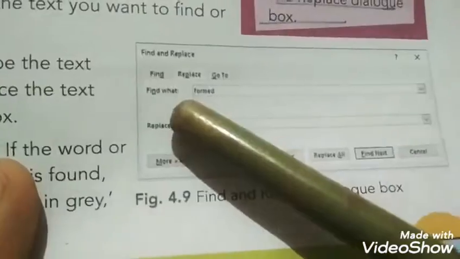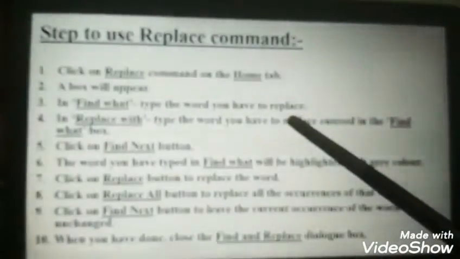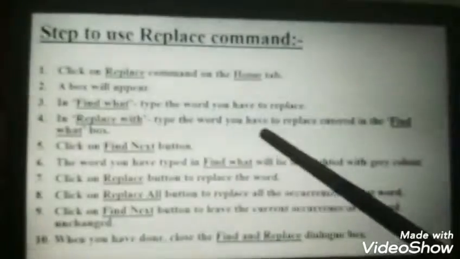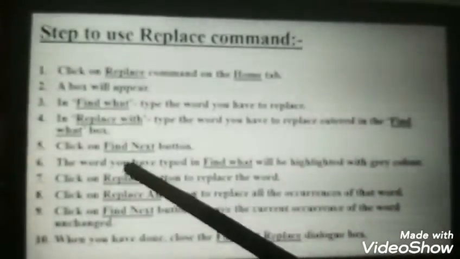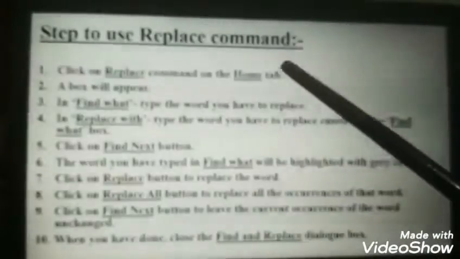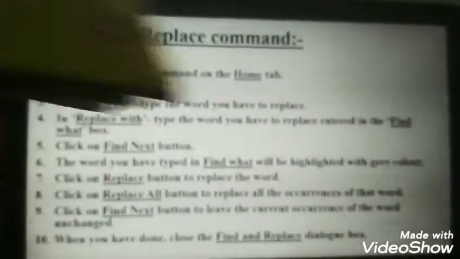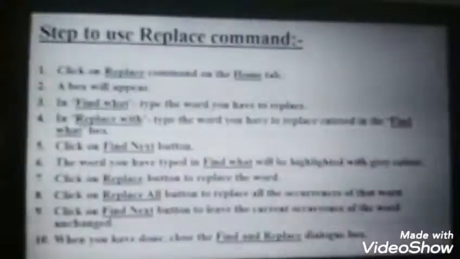In this find what, we have to type the word we want to replace. In replace with, we have to type the word we want to replace the one entered in the find what box. Then we will click on the find next button. This is the find next button, right? We have to click on this find next button.